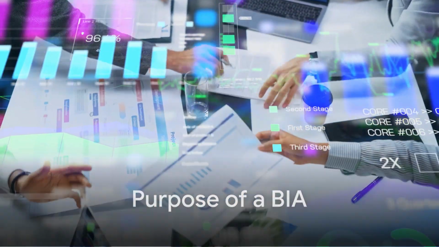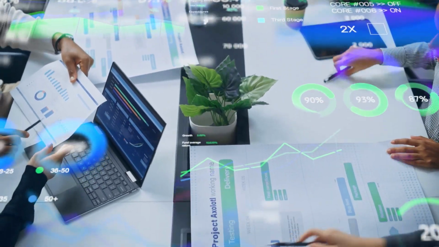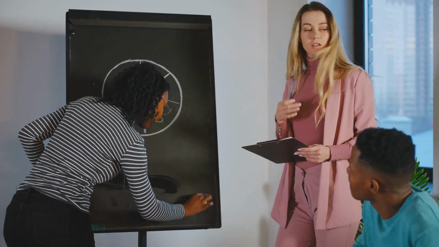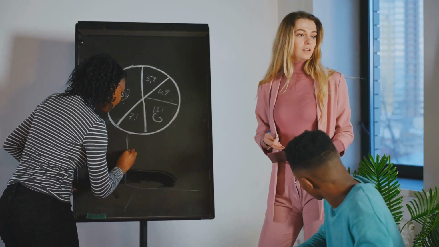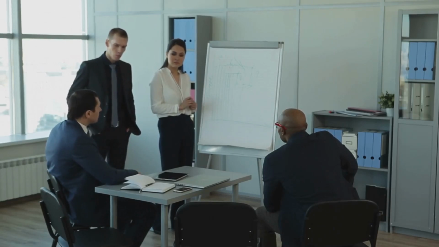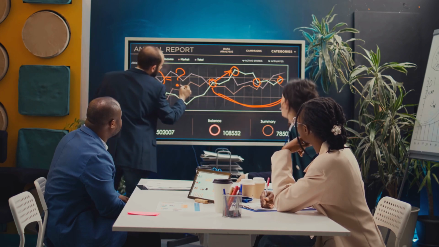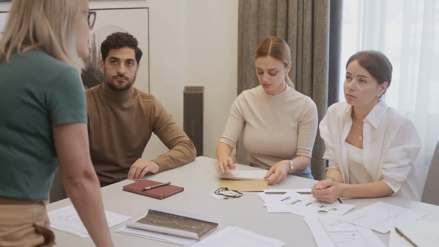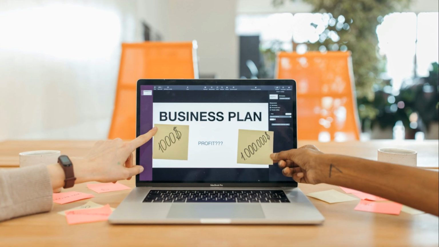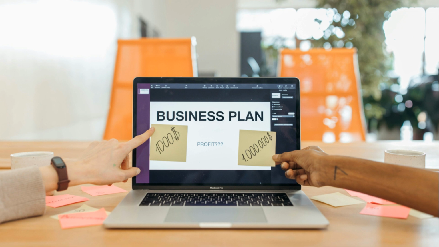The primary purpose of a BIA is to identify and evaluate the potential impacts of disruptions to critical business operations. It helps organizations identify critical business functions and processes, determine the maximum tolerable downtime, MTD, for these functions, establish recovery time objectives, RTOs, and recovery point objectives, RPOs, prioritize resources for recovery efforts, and support the development of business continuity plans, BCPs, and disaster recovery plans, DRPs.